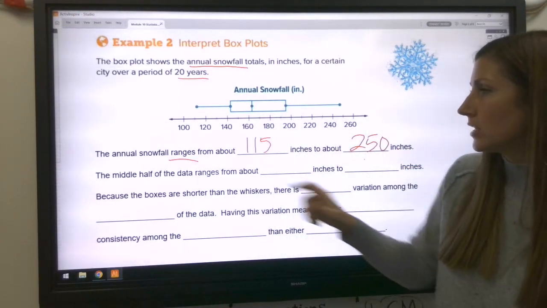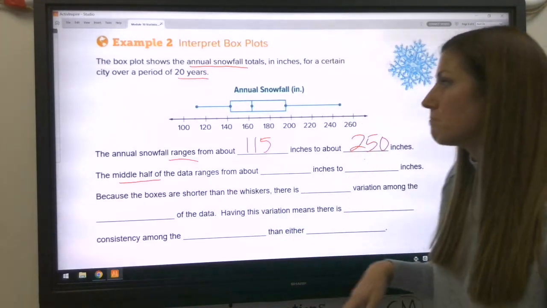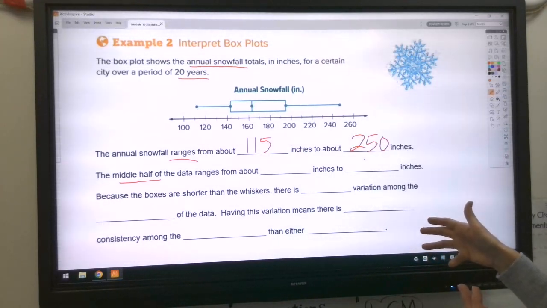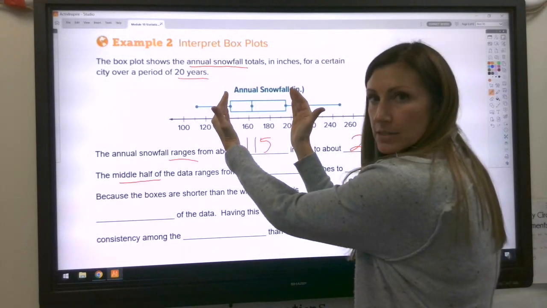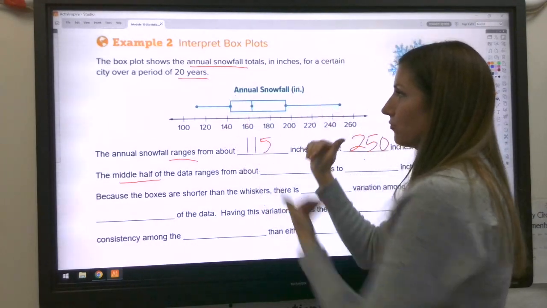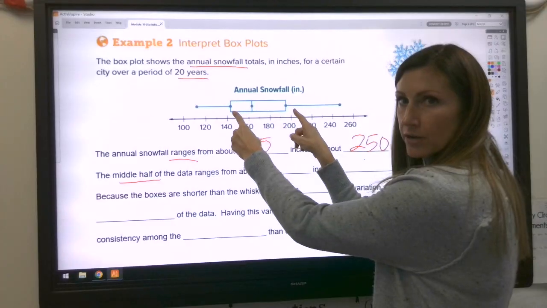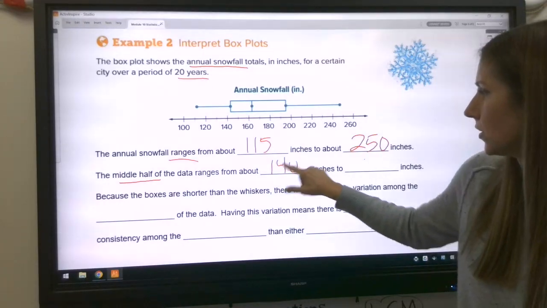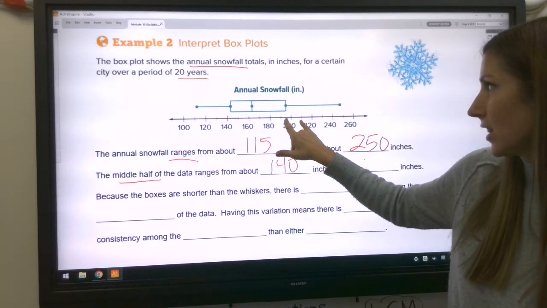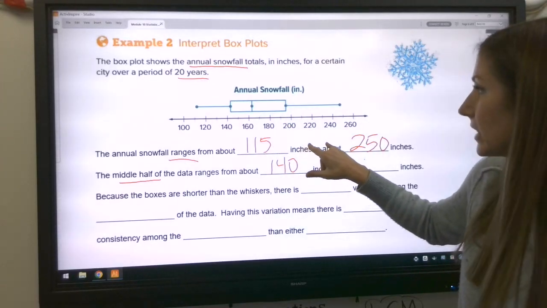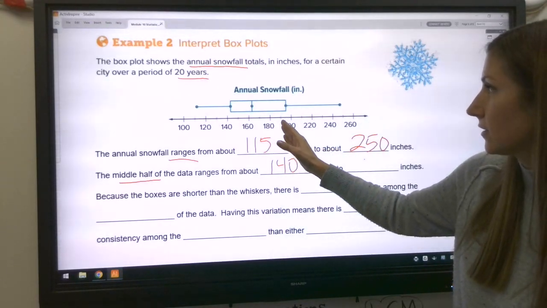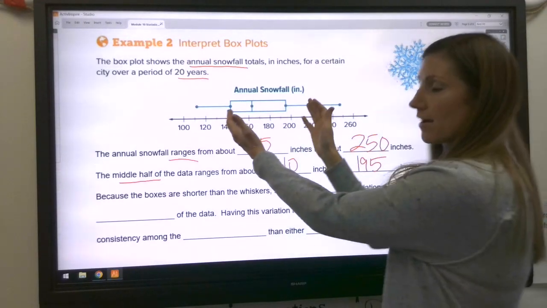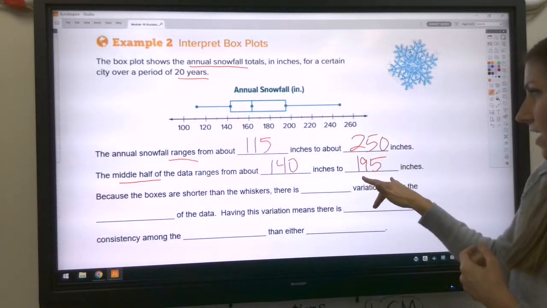That's our range. Now they're talking about the middle half of the data. So middle half of the data ranges from about how much? When they're talking about middle half, they're talking about the box, right? The middle half ranges, so there's our range, our quartile to quartile. That's not right on a line, but it's closest to the 140. 140 inches to the, and that's not right on a line, but it is directly in between. Can you tell what that would be then? So that'd be 190. That would be 195. So our middle half is our box, and that's our range.